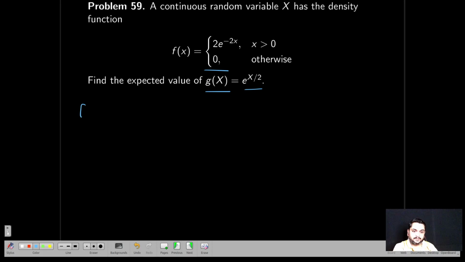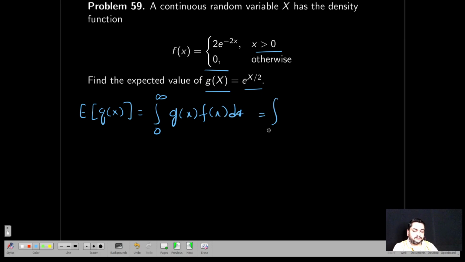So how will you find E of g of x? They are given, since x is greater than 0, it is equal to the integration from 0 to infinity of g of x into f of x dx. This is what we have to find. This is equal to the integral from 0 to infinity of e power x by 2 into 2 into e power minus 2x dx.